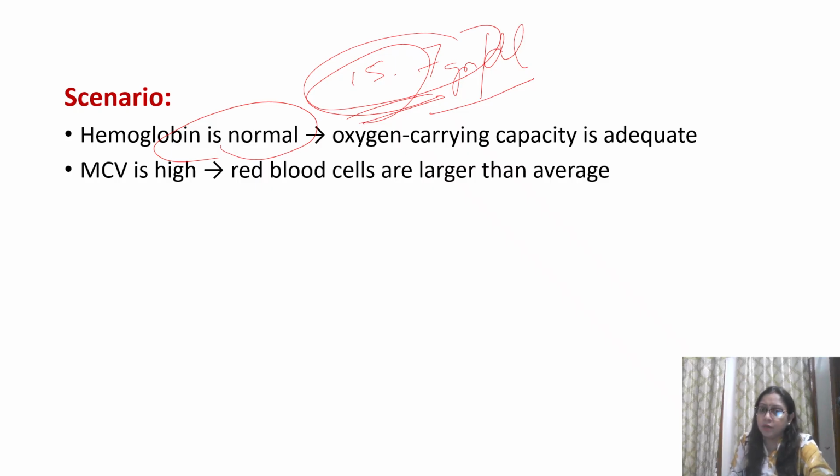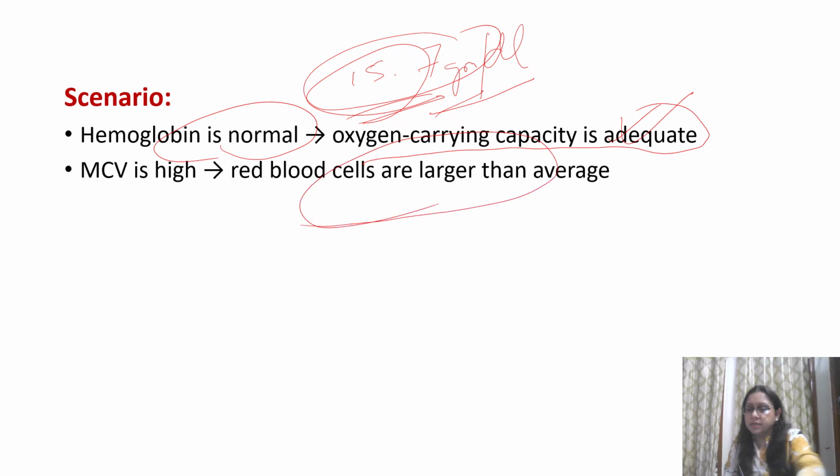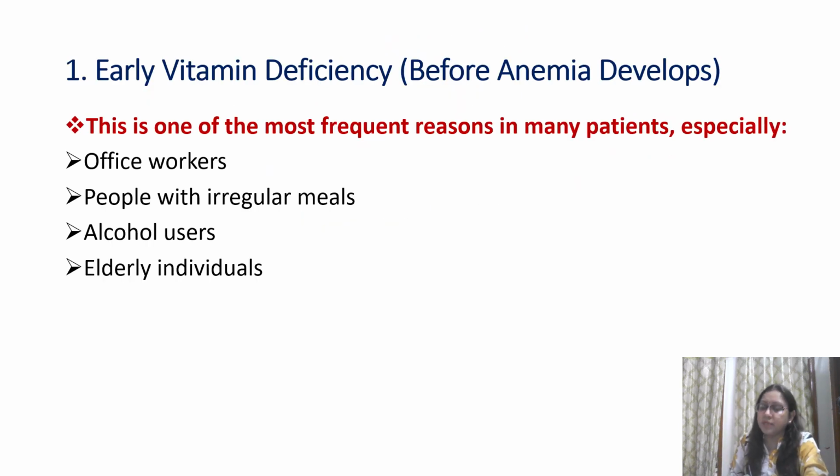Hemoglobin is normal, which means the body's oxygen carrying capacity is fine. But MCV is high, and that is still not a normal finding; the red blood cells are larger than the average size. So let's move on to where we can get this condition, where we have macrocytosis but hemoglobin is still in the normal range.